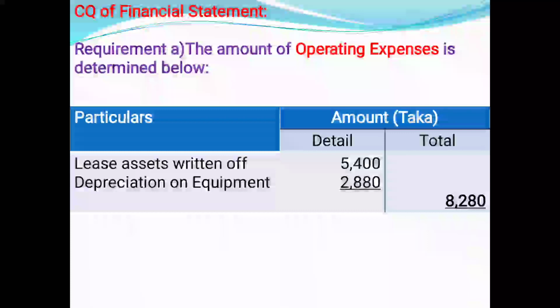Dear learners, I think you have written this in your accounting practice copy for preserving, for practicing much more at your home next time. Now we can go for solution of requirement B.